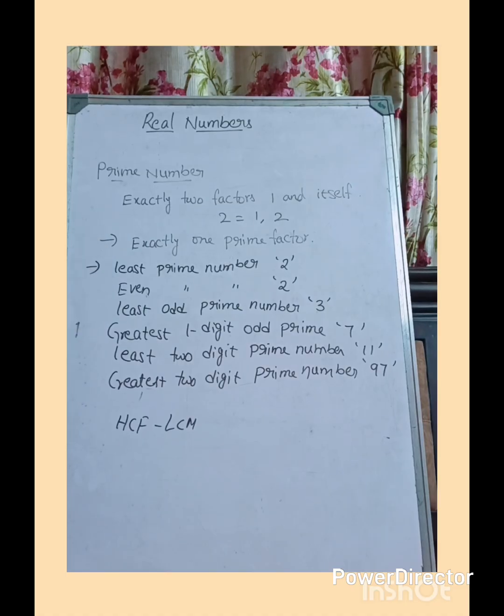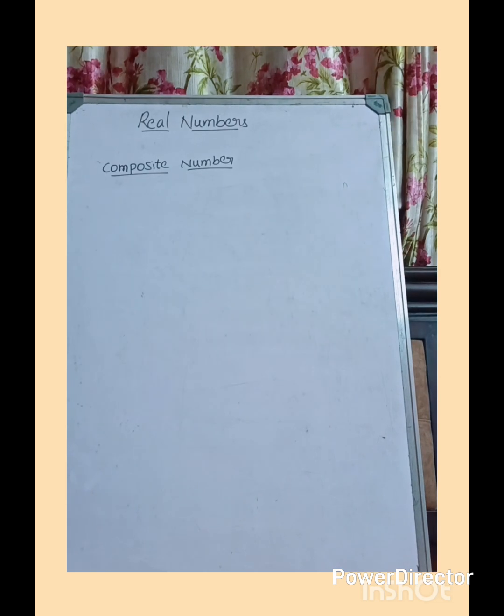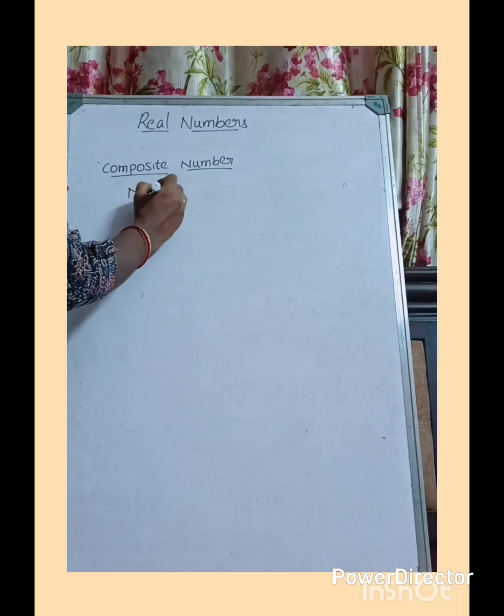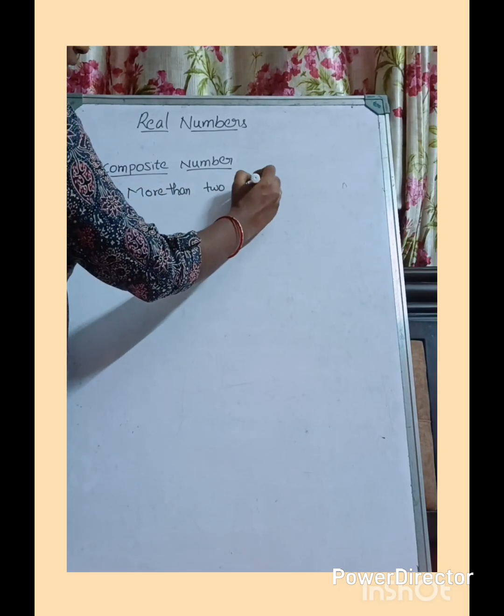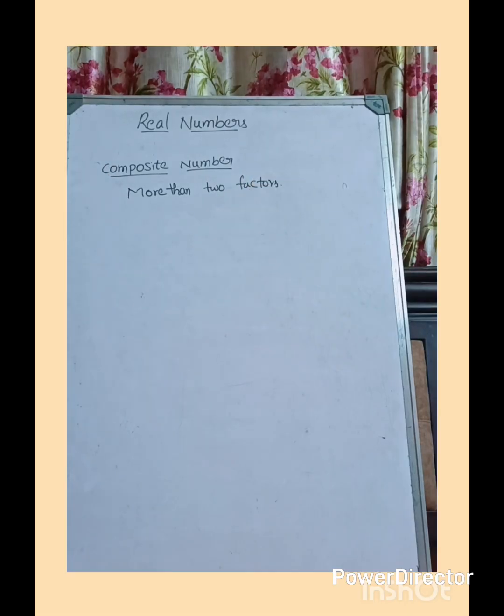Now we have seen the prime numbers. Now some keywords I will do with the composite numbers. Just now we discussed prime numbers. Now let's see about the composite numbers. What is a composite number? It has more than 2 factors. It is called a composite number. So what are the questions they can ask here?